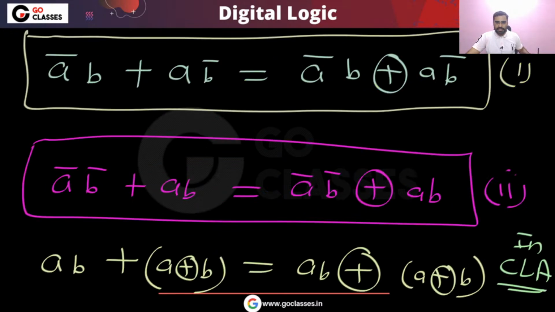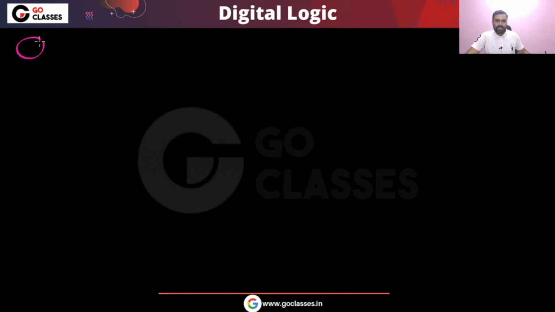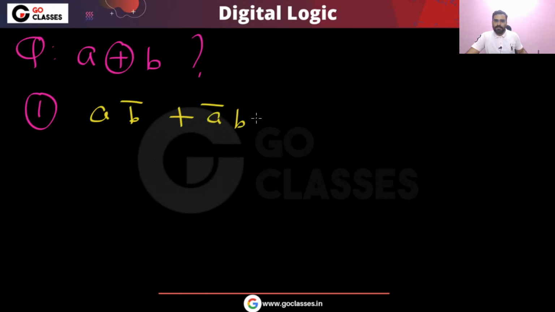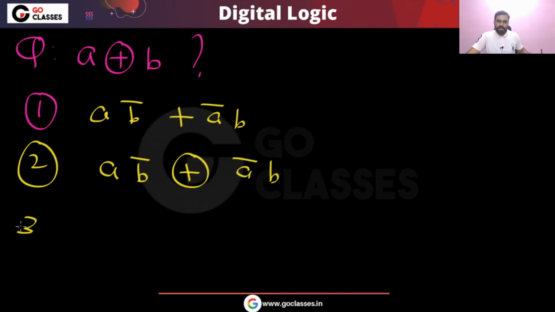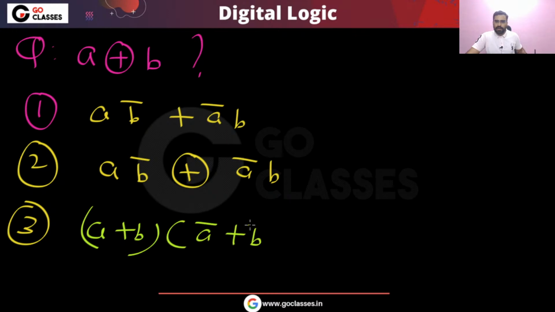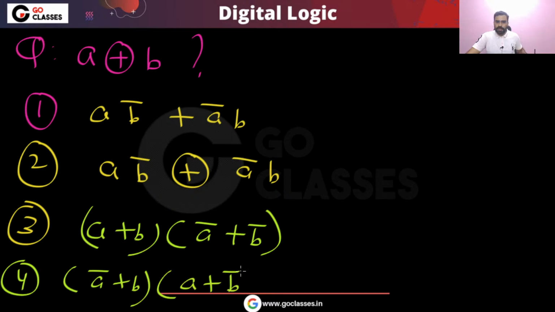They can ask some variations of this type of question. Let me create some variations. They can ask, what is A XOR B? Some options will be there: A B bar or A bar B; A B bar exclusive or A bar B; A or B and A bar or B bar; and fourth, A bar or B, A or B bar. So tell me which of them are correct. Four options you have.